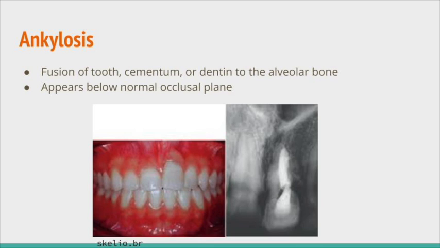Ankylosis is the fusion of tooth, cementum, or dentin to the alveolar bone. It appears below normal occlusal plane. If this affects a third molar, it becomes difficult to extract, and you may have to use a handpiece.